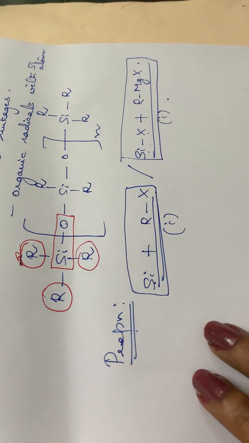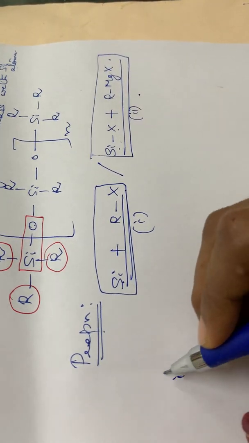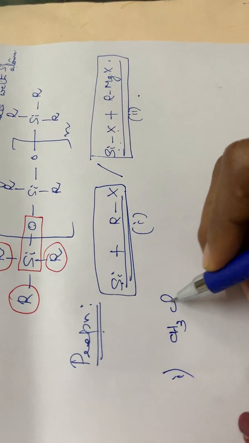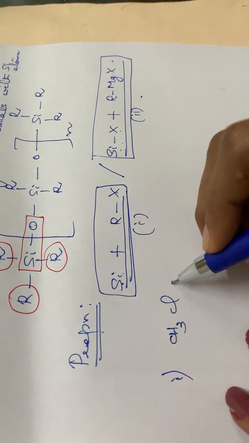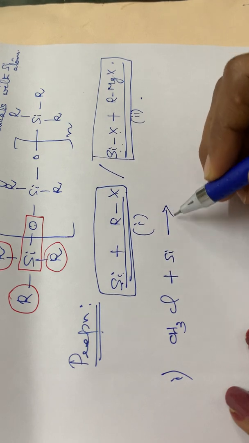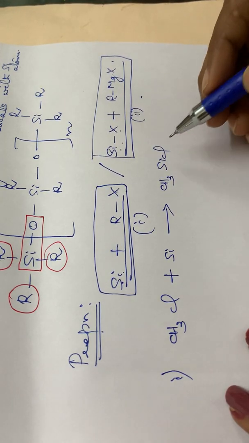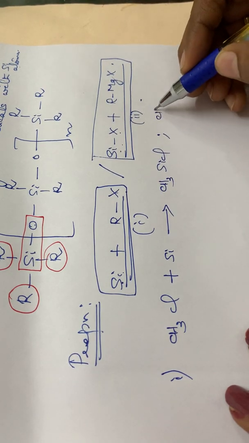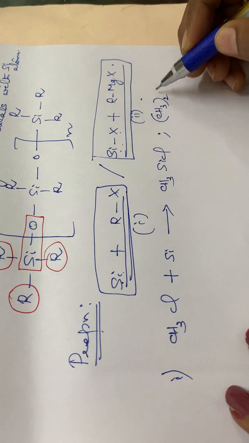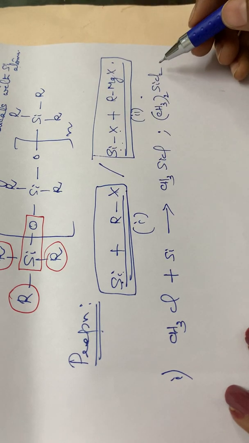So we can write the two reactions. The first one, that is CH3Cl, alkyl chloride, with silicon, isn't it? So we will be having CH3SiCl. If the reaction continues again, what happens? The product will be (CH3)2SiCl2. So the reaction will continue like this.